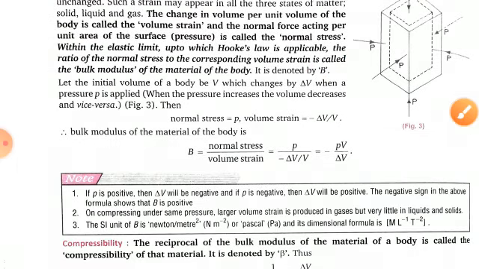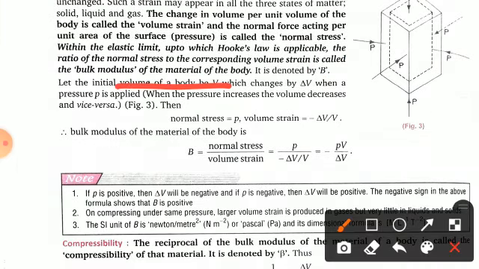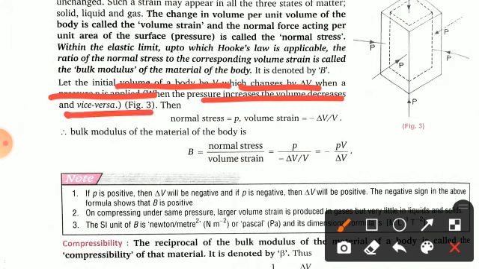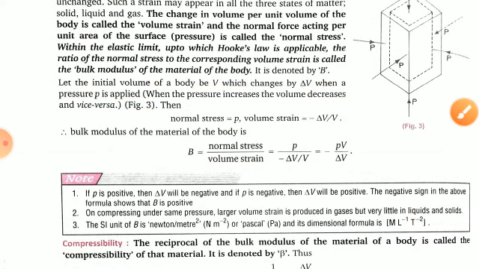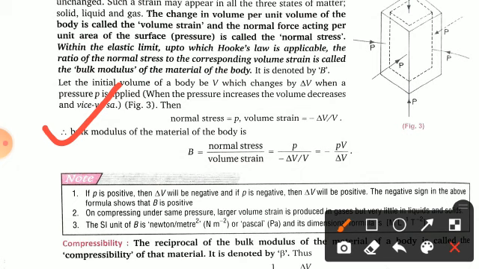Now let us suppose the initial volume of a body is capital V, which changes by delta V when a pressure P is applied. Fine. So when the pressure increases, the volume decreases and vice versa. So you can write normal stress is equal to P and volume strain is the change in volume, that is minus delta V by V. So from this relation you can write the bulk modulus of elasticity. How much? Bulk modulus is equal to normal stress by volume strain, and you can put the values from this equation: B equals P by minus delta V by V, that is minus PV by delta V.